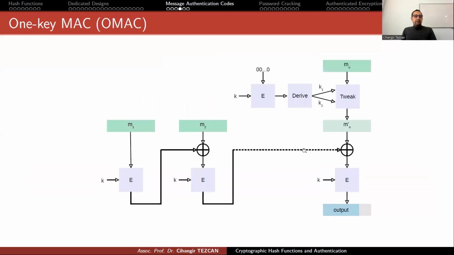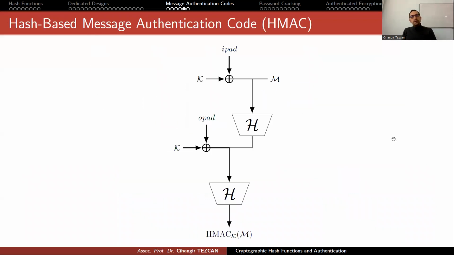There are other variants like CMAC or OMAC, which is called one-key MAC, and the picture is like this. You do similar stuff, but you also use the key to derive some tweak values and XOR them here and so on. So this is your tag. These are used in some protocols. I'm not going into detail, but the idea is similar, okay? But there's something more popular called HMAC.